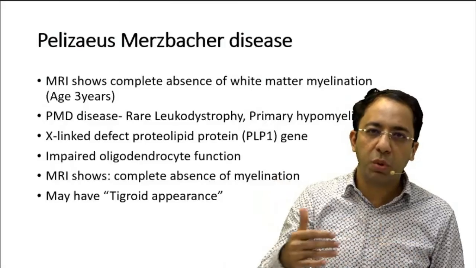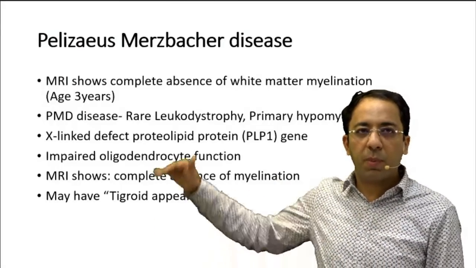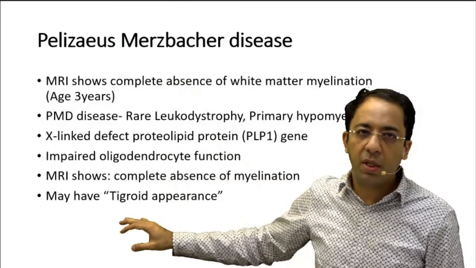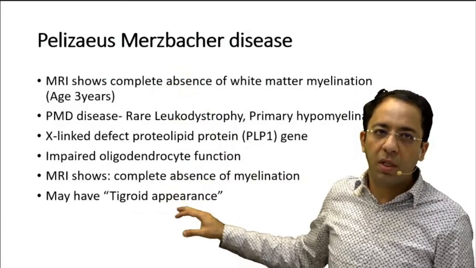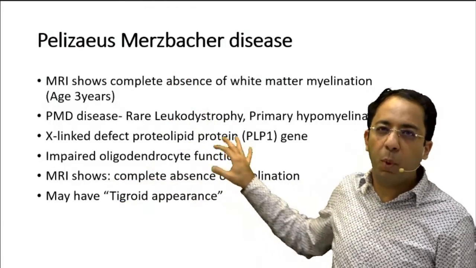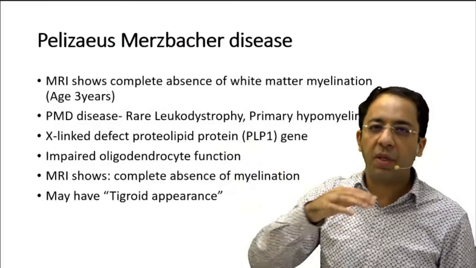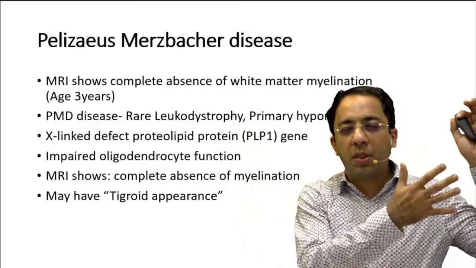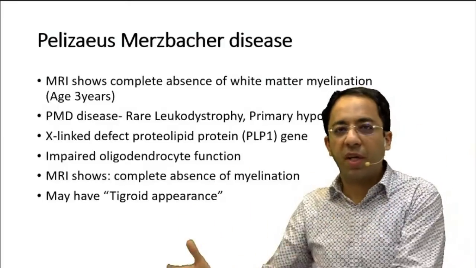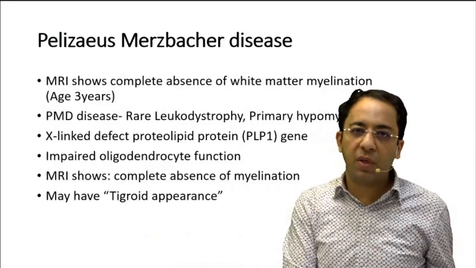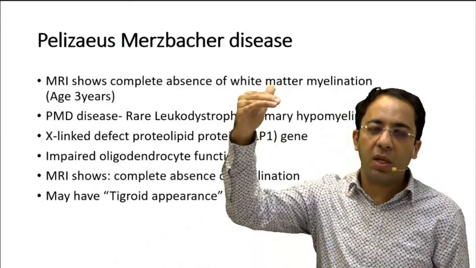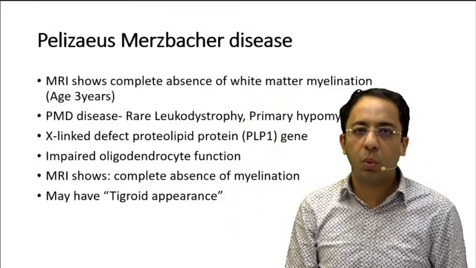Keep it in mind for future exams. Pelizaeus Merzbacher disease is also a cause of tigroid appearance on MRI, and this is one of the hypomyelination disorders. It looks like a perfectly normal T1 weighted image looks like FLAIR, or a FLAIR image looks like a T1 weighted image. And if you notice the image which has been done, that is the clue to the diagnosis in the end.